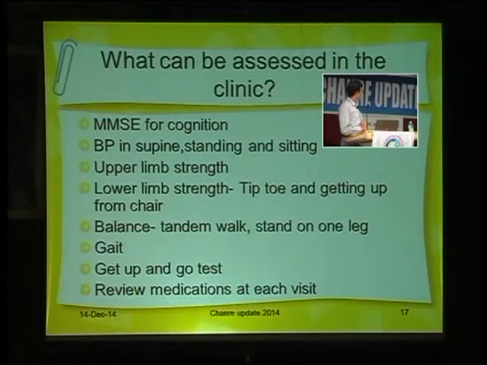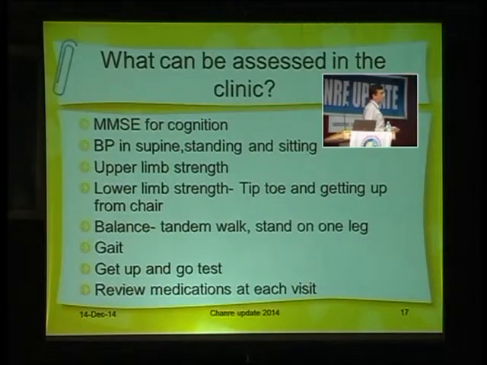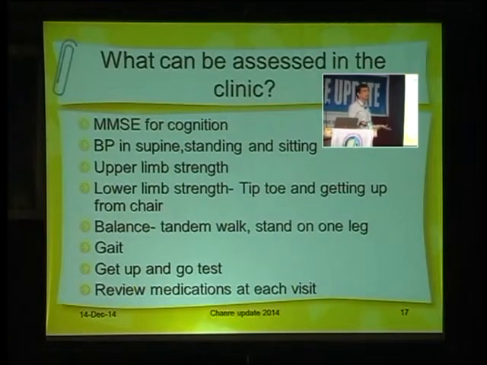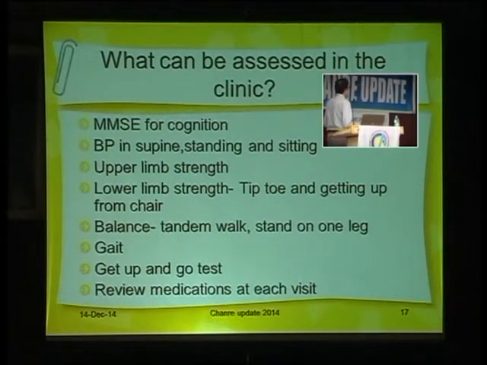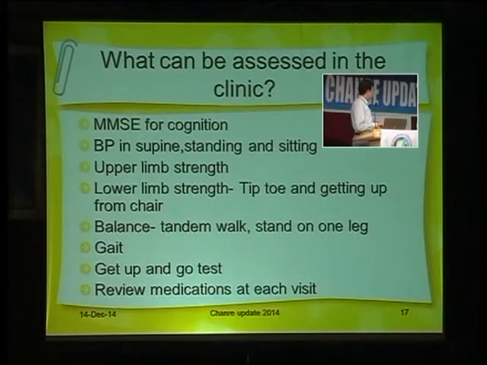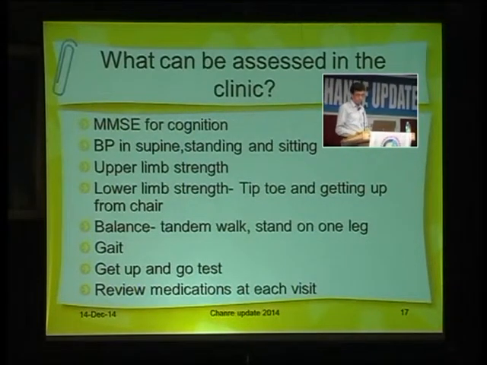Balance could be checked with tandem walking and standing on one leg. A 70-year-old man who can stand on one leg, his balance must be extremely good. And gait: observe, and the get up and go test I have described. Review medication at every visit, because between your visits, the patient would have visited one more consultant for some other reason and have one more prescription, which might duplicate some of your drugs.